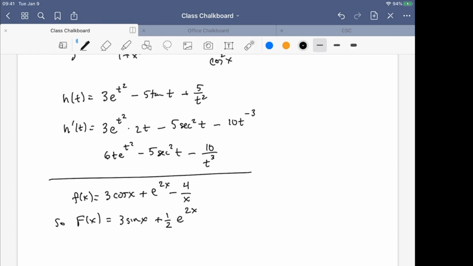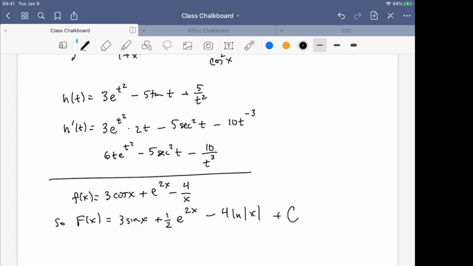But yeah, okay. And then last but not least, the 4 over x is 4 natural log absolute value of x. It's just such a habit. I'm always going to write the absolute value when it needs to be there, although in most cases you can blow it off.